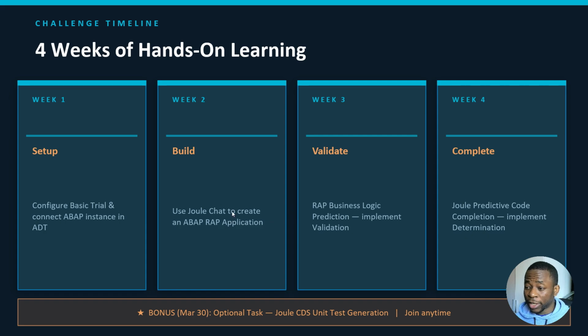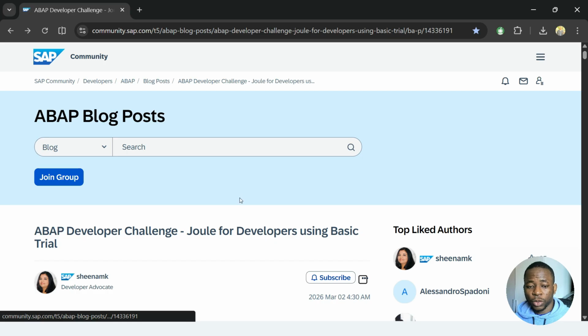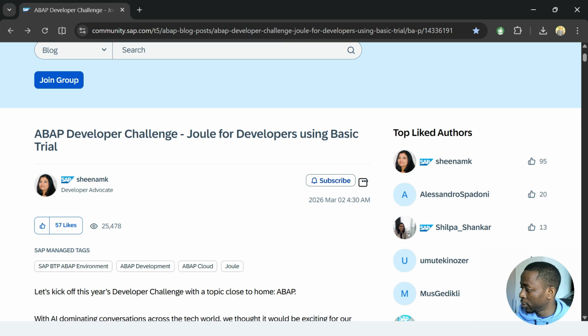It's simpler than you think. The first thing is that you head over to the SAP Community, and you find the challenge blog post. I will leave the link to this blog post in the description below. Then you sign up for the basic trial offering for SAP Build. This is also free, and it includes the ABAP environment with Joule for developers already built in. So that's the second thing you need to do.